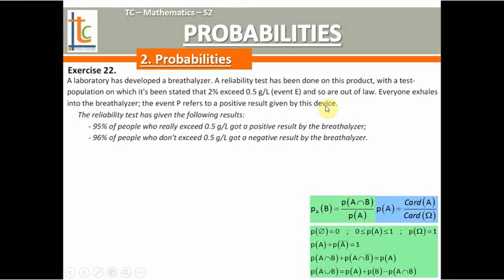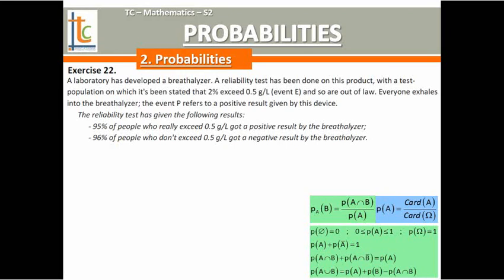And no device in the world is perfect. Thus, the reliability test has given the following result: 95% of people who really exceed 0.5 got a positive result. So the device makes a mistake for 5% of such people. And at the opposite, 96% of people who don't exceed 0.5 got a negative result by the breathalyzer. So the device makes a mistake for 4% of people.